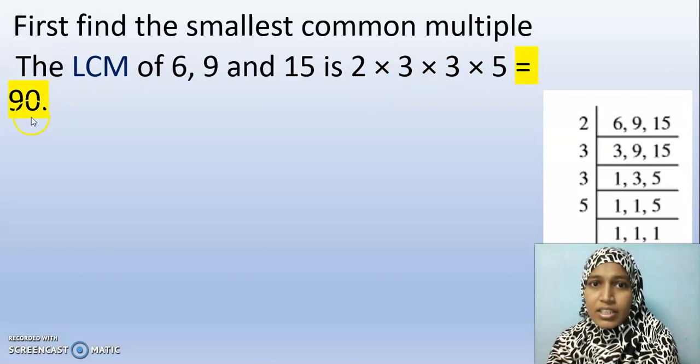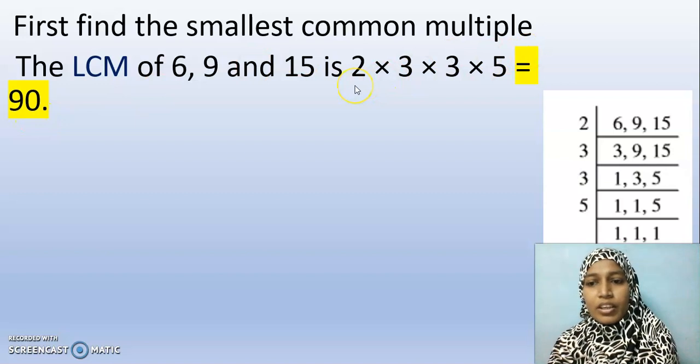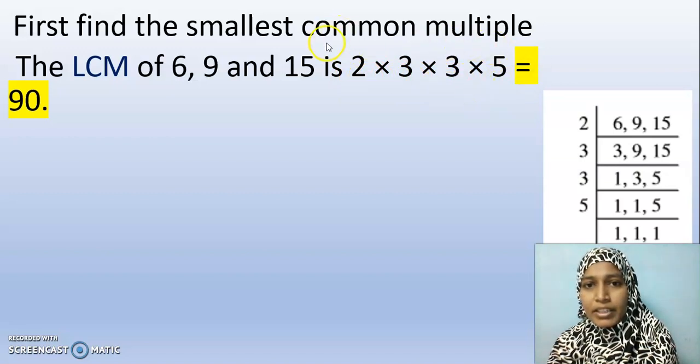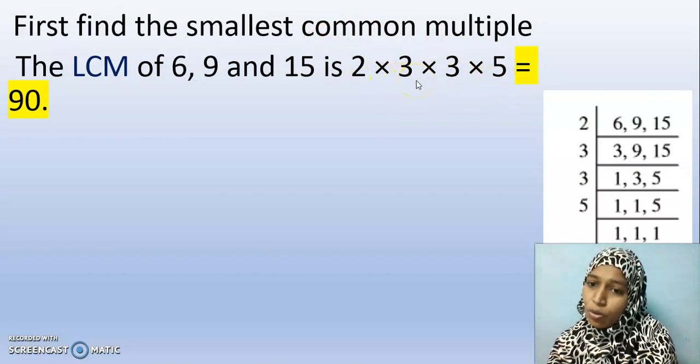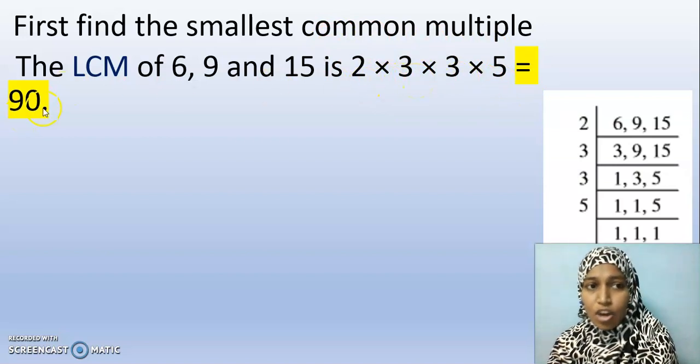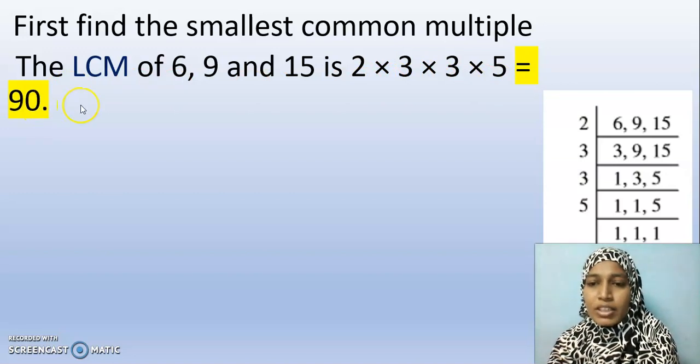Now this 90, is it a perfect square number? Just look at these factors. Are they all occurring in pairs? No, they are not occurring in pairs. 2 and 5 don't have pairs. So I cannot find the square root of 90 and it is not a perfect square number. Is it clear? Okay children.